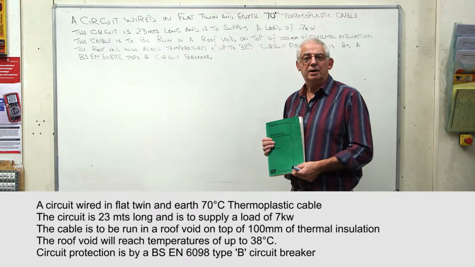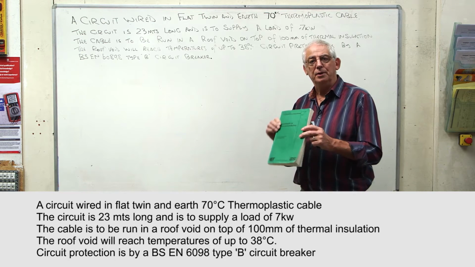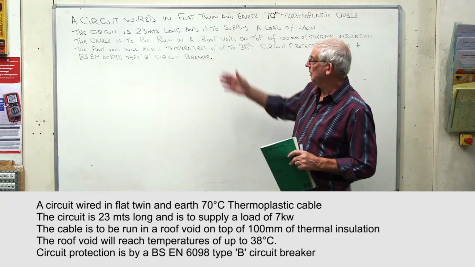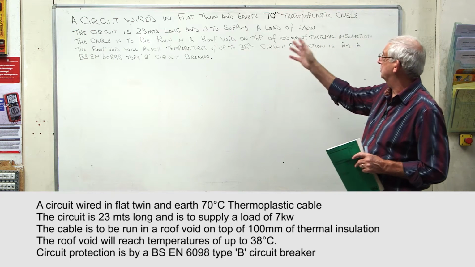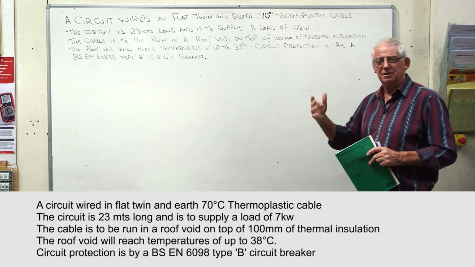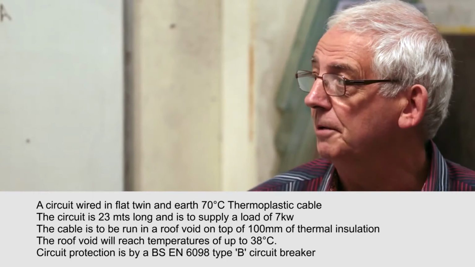I'm just going to demonstrate how to carry out a simple cable calculation using the tables from BS 7671. As you can see, I've put a question on the board and I'll read it. It says a circuit is wired in flat twin and earth 70-degree thermoplastic cable. That's the normal flat twin and earth cable that we would use in house wiring, say.